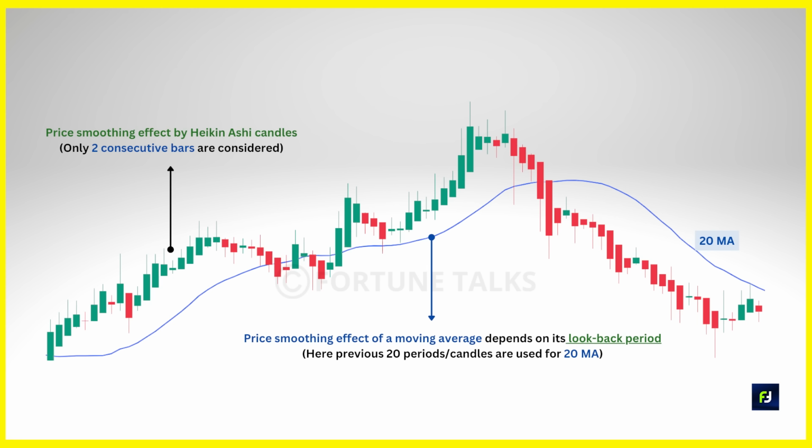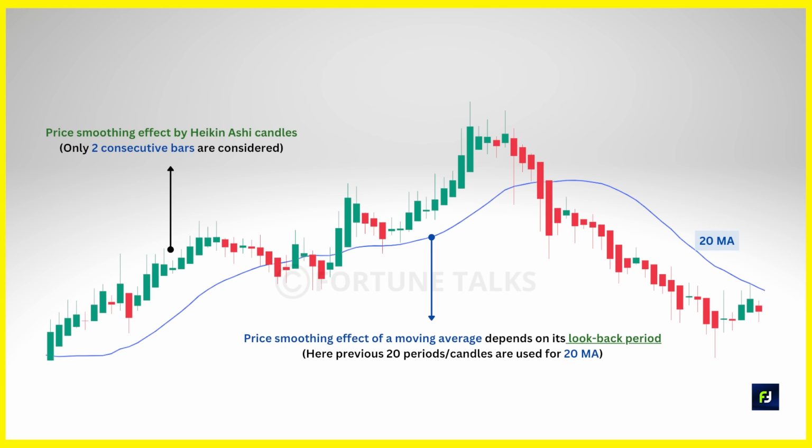But the smoothing effect of a moving average depends on its look back period. For example, a 20 moving average takes into account the data of 20 previous candles. But the Heikin Ashi chart does not require a look back period. So in that sense, it is much simpler to use and offers more consistent results.